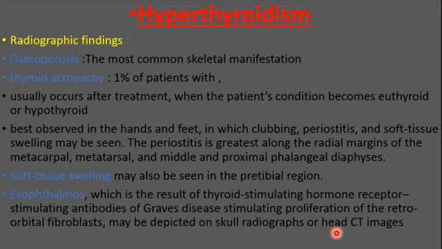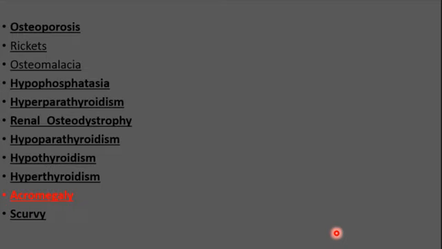Exophthalmos results from the thyroid stimulating hormone receptor stimulating antibodies of Graves' disease stimulating a proliferation of retro-orbital fibrosis, which may be depicted in the skull radiograph or head CT. Again, we have no picture for hyperthyroidism. Shift to acromegaly.